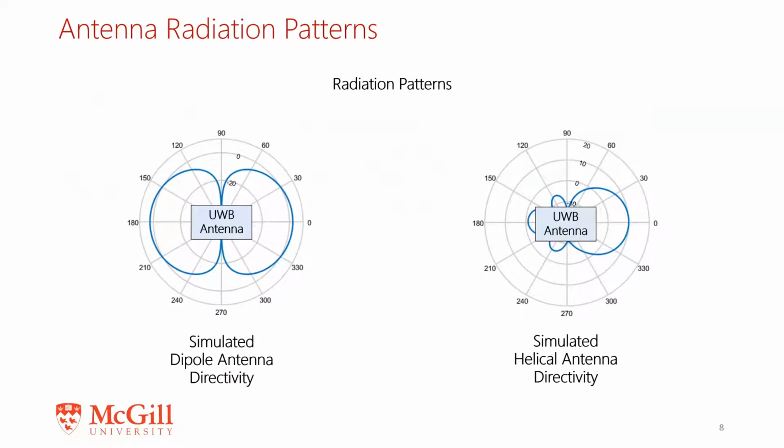Let us first consider antenna radiation patterns. The UWB modules use antennas to communicate between each other. Each of these antennas has a unique radiation pattern around it, which is largely defined by the antenna type.